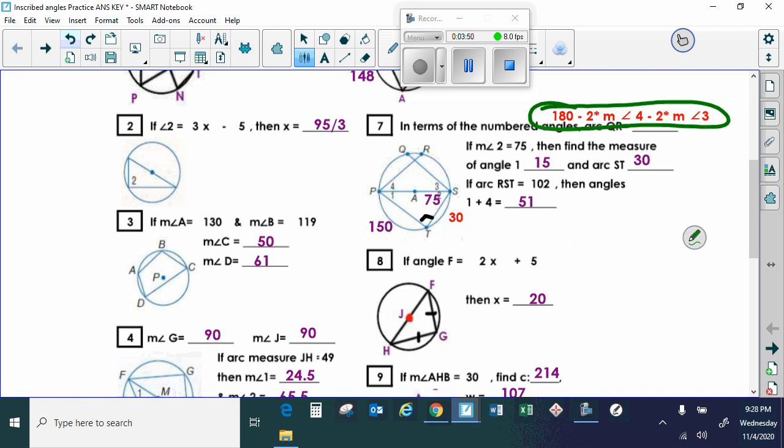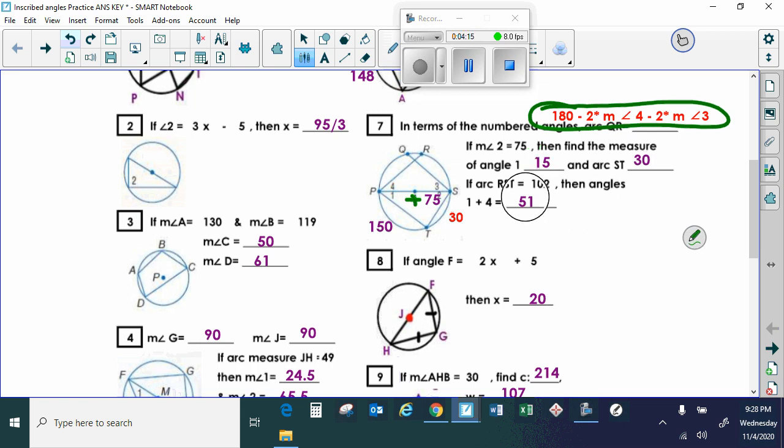All right, if the measure of angle 2 is 75, as you see here in the purple, then find the measure of angle 1. Well, since we know, again, this is 90 degrees because it goes to the end of the diameter, which means it's half of that 180 right there, so it's 90. That means these two angles right here are complementary. So that makes angle 1 15 degrees. 75 plus 15 is 90.